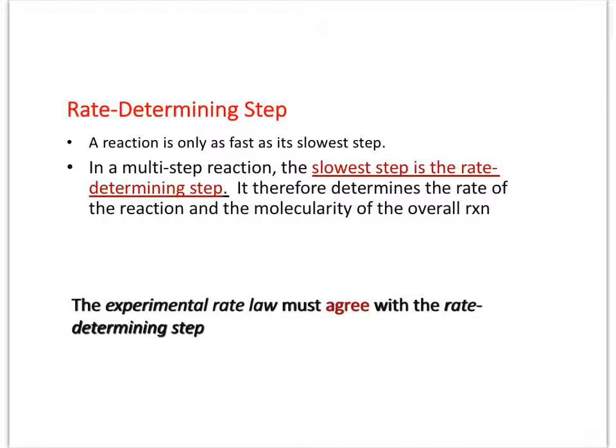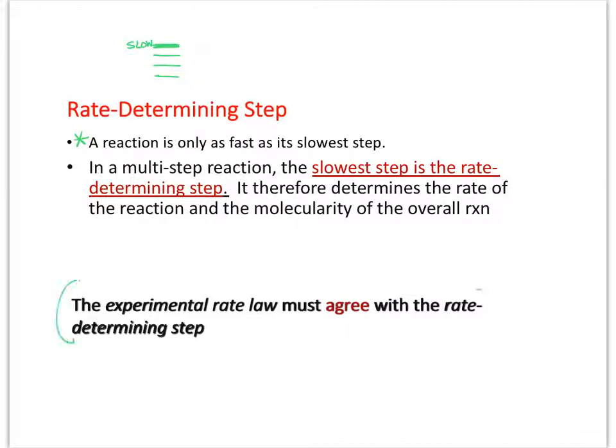An overall process that occurs in multiple steps can only go as fast as its slowest step. So it's like if you're running a relay race, your team is only as successful as your slowest participant. They limit the progress that you're able to make. So in a multi-step reaction, the slowest step is the rate determining step. It therefore determines the rate of the reaction and the molecularity of the overall reaction.